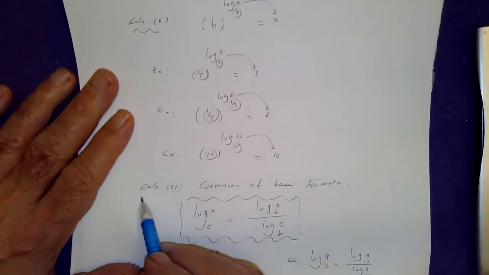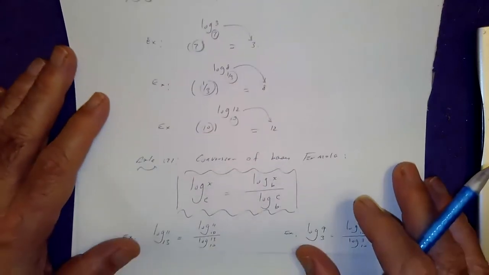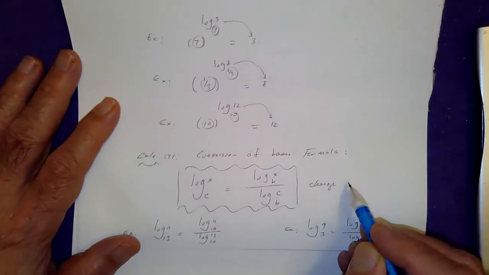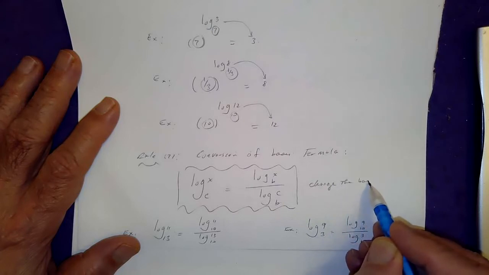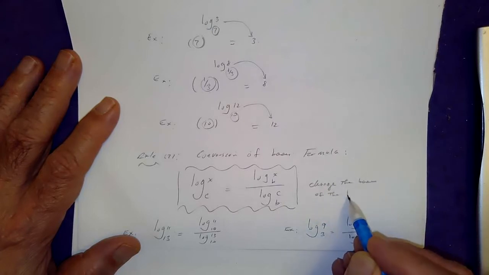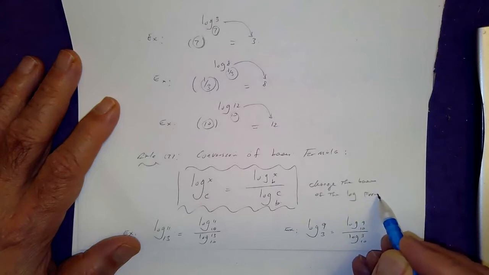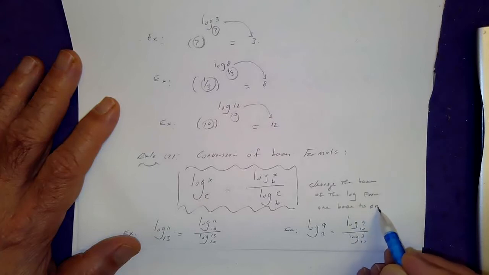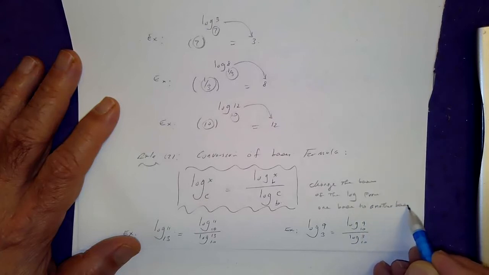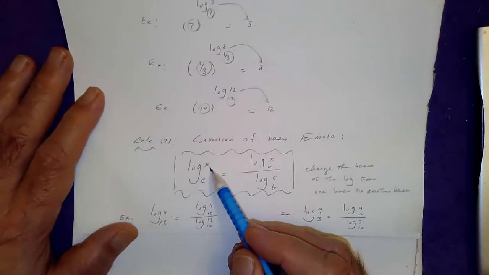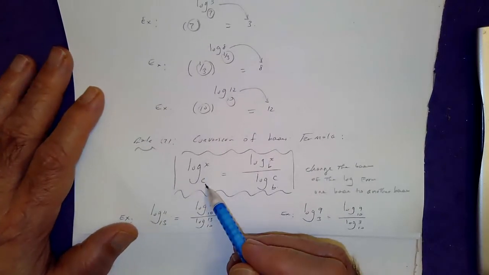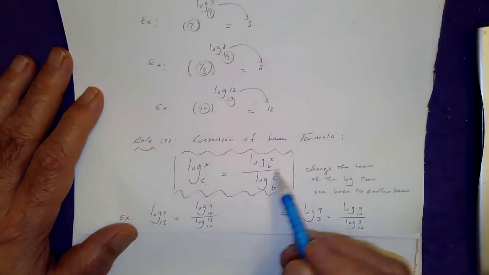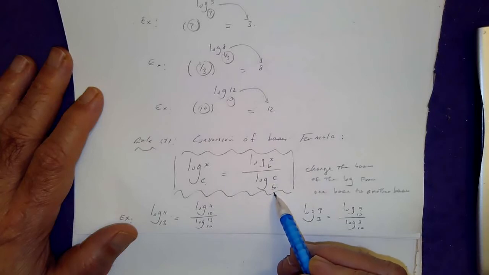Finally, rule number 7, which is called the conversion of bases formula. This is when you want to change the base of the log from one base to another base. The formula goes: log of x base c. Let's say you want to change that c to base b. The rule is you take log of x base b divided by log of c base b.